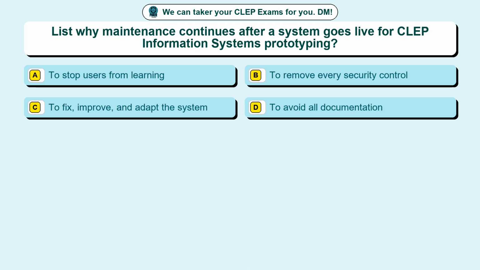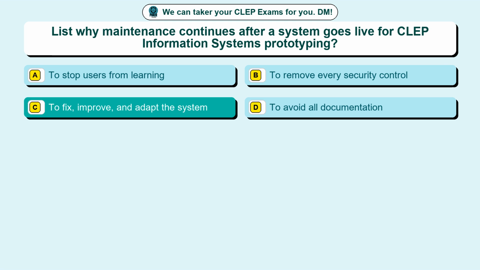Question 77. List why maintenance continues after a system goes live for CLEP Information Systems prototyping. Option A. To stop users from learning. Option B. To remove every security control. Option C. To fix, improve and adapt the system. Option D. To avoid all documentation. The correct answer is option C. To fix, improve and adapt the system.